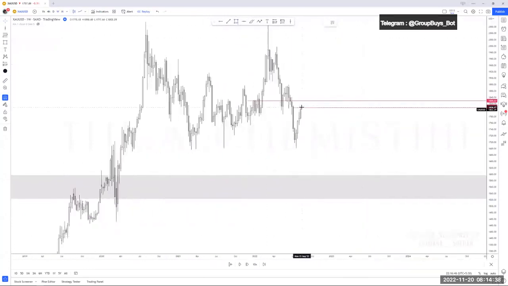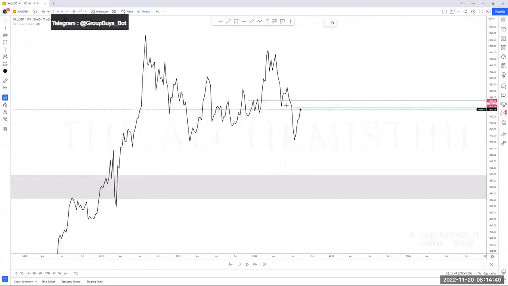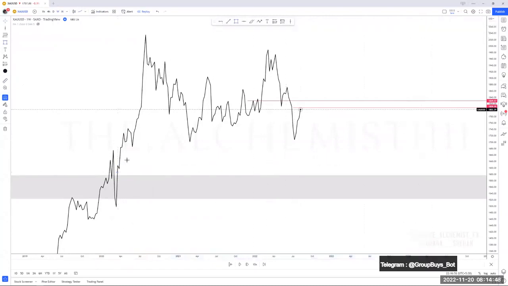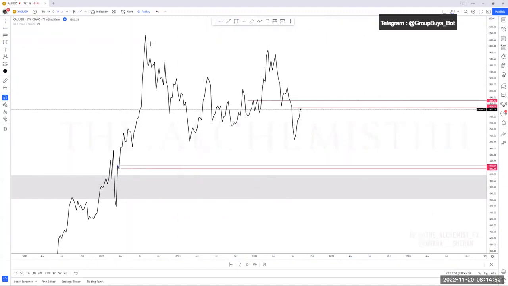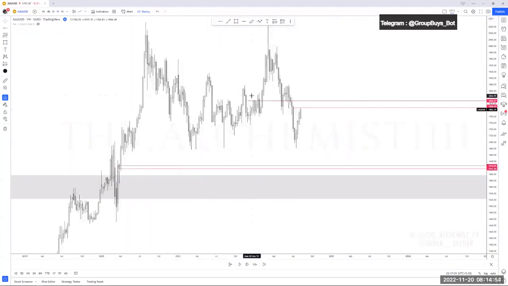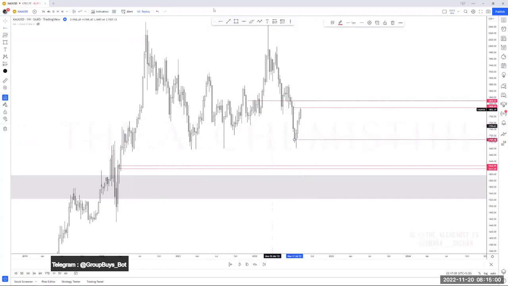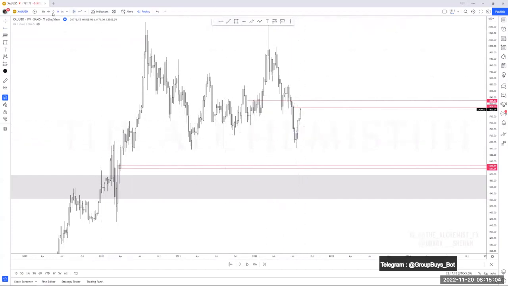So now if you are taking sales here, where are your next obstacles? Maybe these areas right here, where price is currently reacting from. See? This and this. Like this. Can you see it? So remember, if we are taking sales here, we must monitor these areas as well.